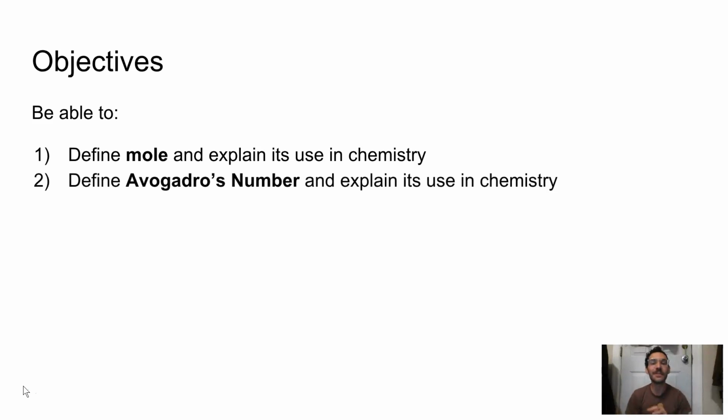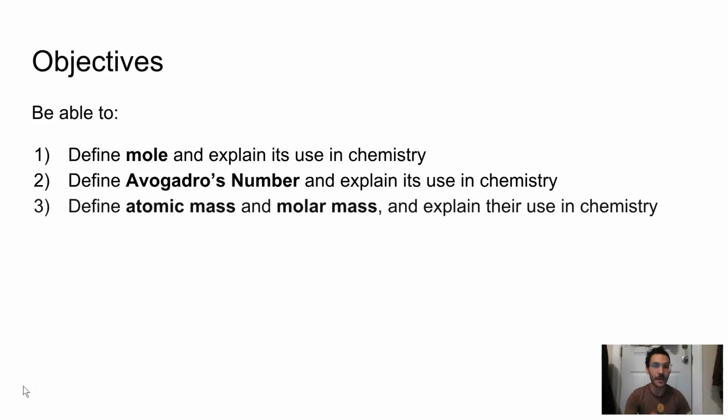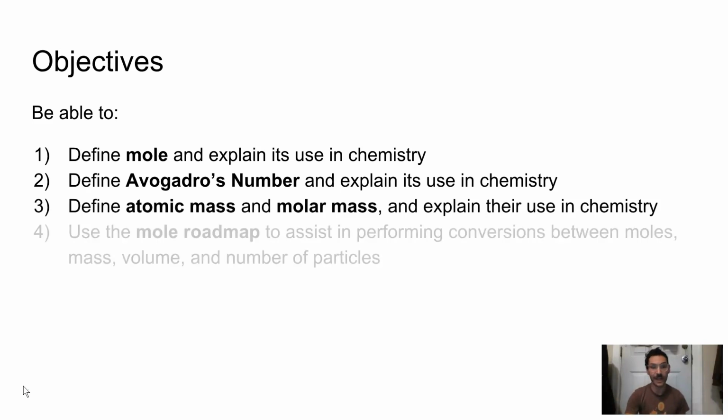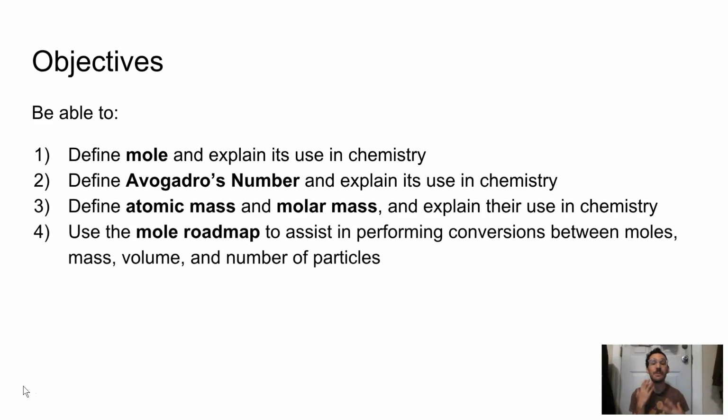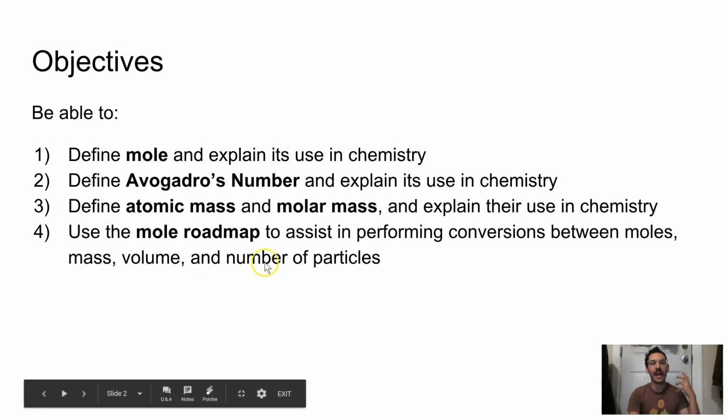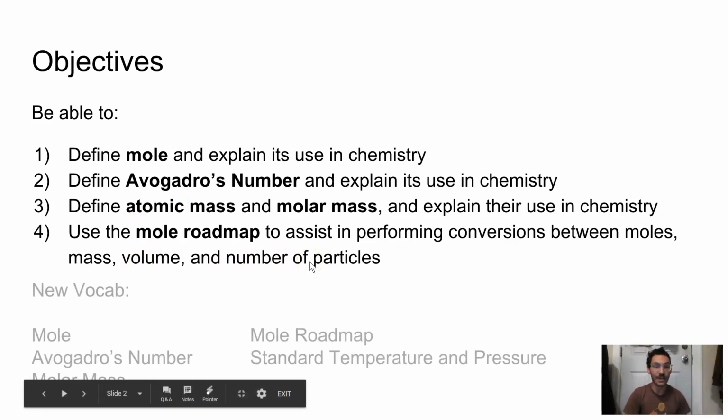I want you to be able to define Avogadro's number and then use it in the context of chemistry. I want you to be able to define atomic mass and molar mass and explain their uses in chemistry. And I want you to be able to use the mole roadmap as a tool to assist you in performing conversions between moles, mass, volume, and number of particles. So we'll look at how to do that later.